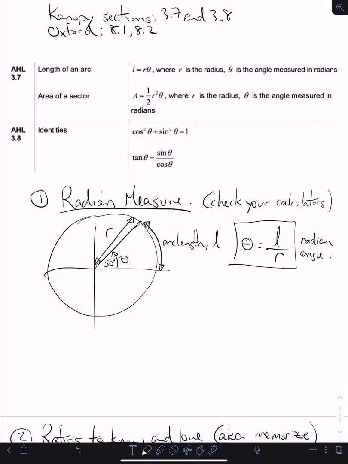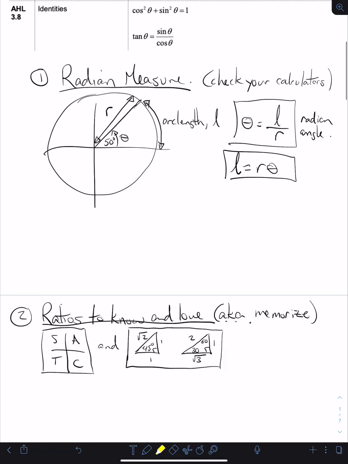Now, is that in your formula booklet? Indeed it is. They just rewrite it like this. And it is right here. And they do tell you it's in radians. A warning, okay? Because I can find the arc length if I know the angle and the radius. But it works either way. So that is the radian measure.